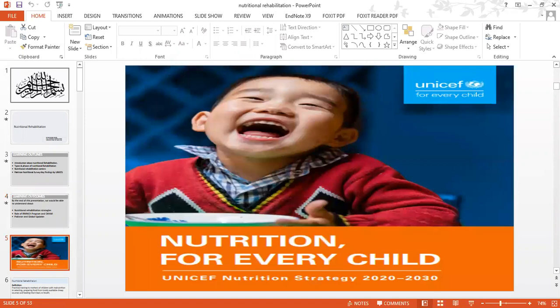Nutrition for everyone, that's a slogan by UNICEF, and it's a strategy document from 2020 to 2030. It has been compiled in collaboration with other partners like WHO and UNICEF. They are the guidelines for the future, for the next decade.